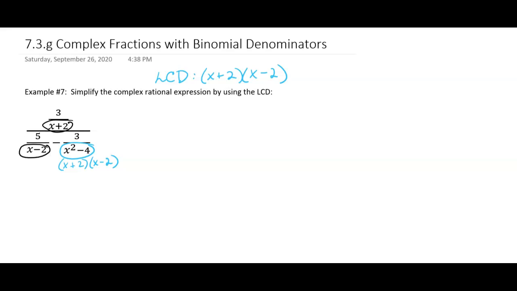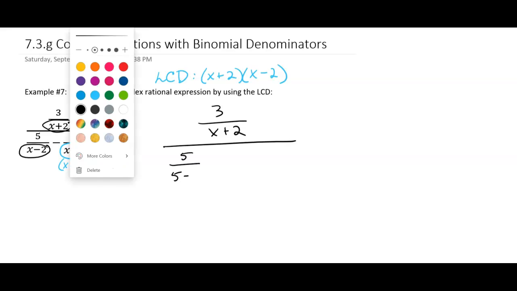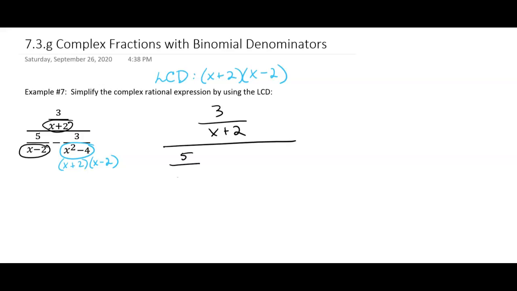Okay, now I'm going to recopy the problem. Oh, that's supposed to be an x. Now I'm going to put parentheses around that x minus 2. In fact, I'll put them around the x plus 2 also. I'm going to leave a little space, and then it's going to be 3 over x plus 2, x minus 2. Now what we want to do is multiply by that LCD for each of those parts.